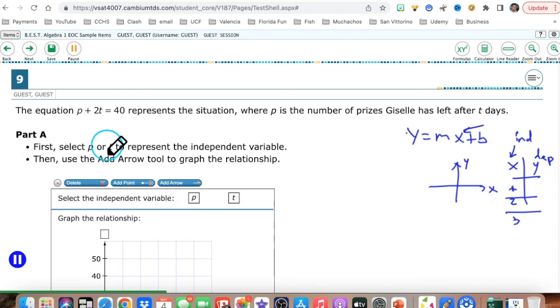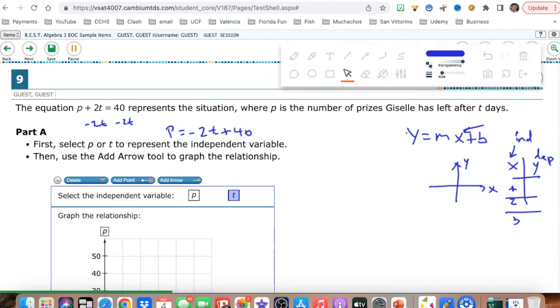So first select p or t to represent the independent variable. In my case it's the x. So here we can leave the p by itself, minus 2t, minus 2t, and that's going to give me p equals negative 2t plus 40. You see, similar to mx plus b, where t is your x, therefore t is your independent variable.